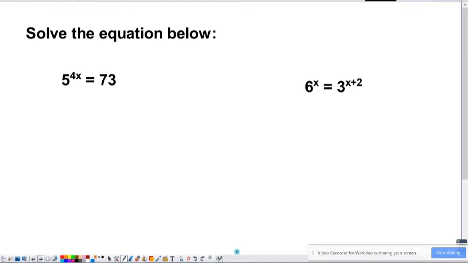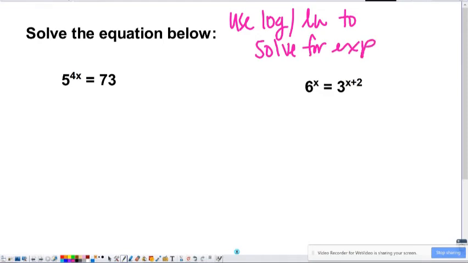So then I've got a couple more problems where we're going to use log or natural log to solve. And you may have seen these before. Hopefully it's not too surprising. But when you are stuck with something like this and you need to use log or natural log to solve for exponents. Okay, so I'm going to use natural log. It doesn't matter if you use log base 10 or natural log base e.